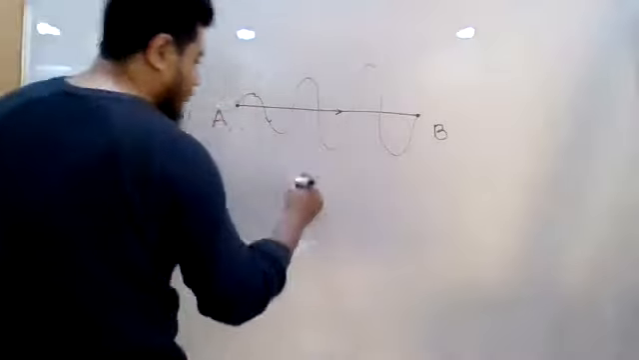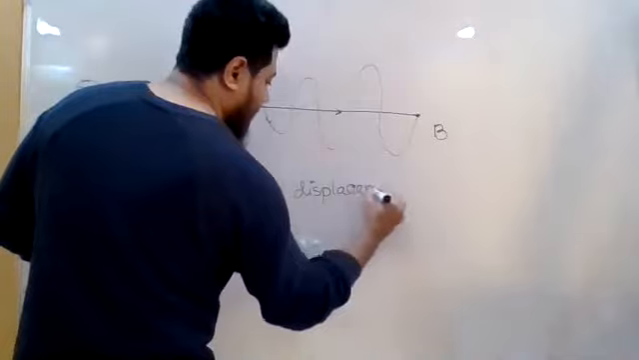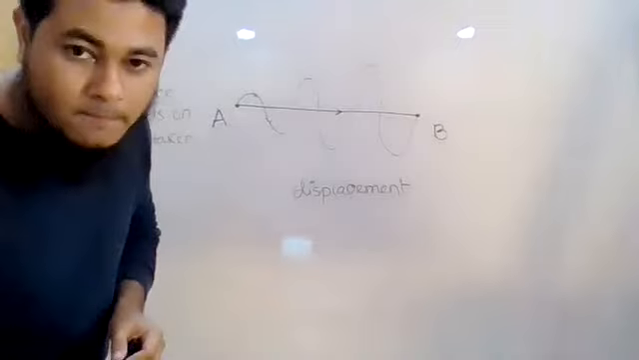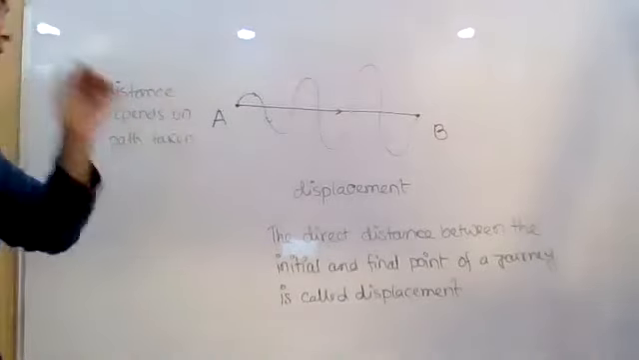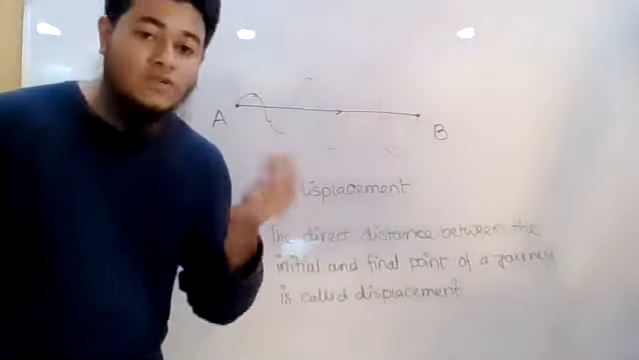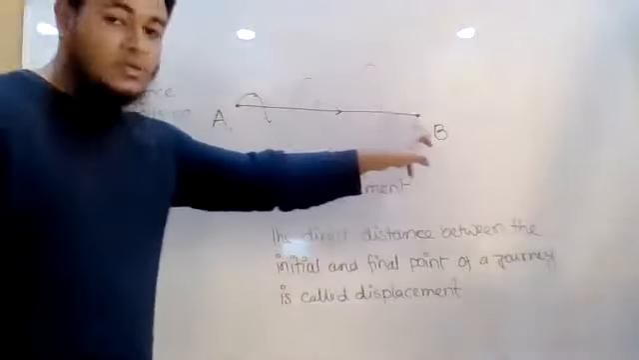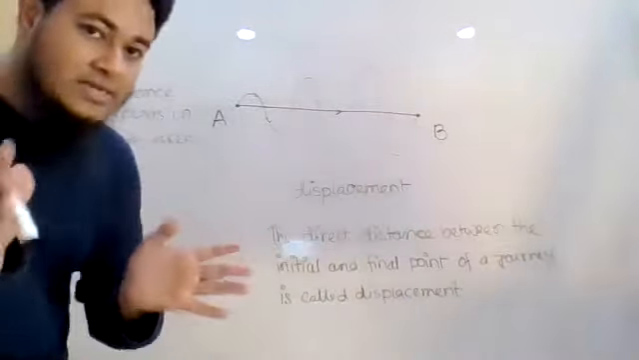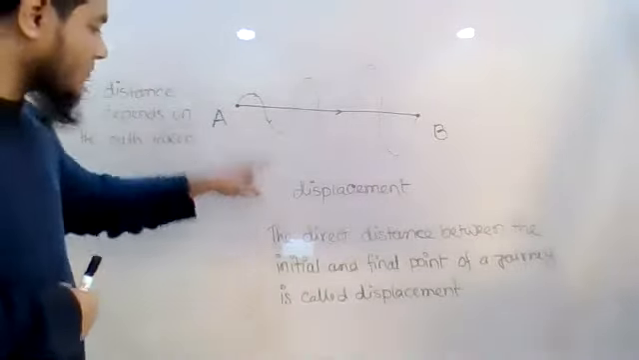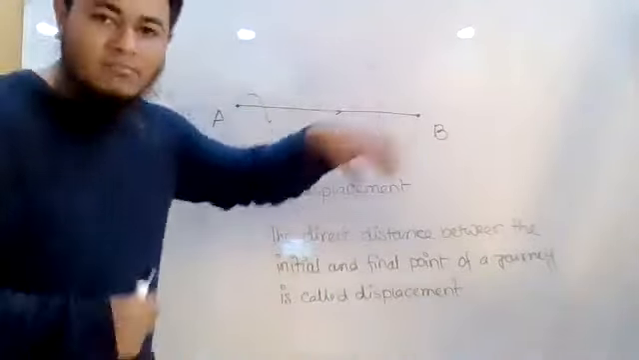So we understood what distance is, but what is displacement? I will write the definition on the board. Now let us go through the definition of displacement: the direct distance between the initial and final point of a journey. So if a person goes from A to B, it does not matter what path he takes. He is going from A to B only, right? A is the initial point, B is the final point. The direct distance between them is fixed.